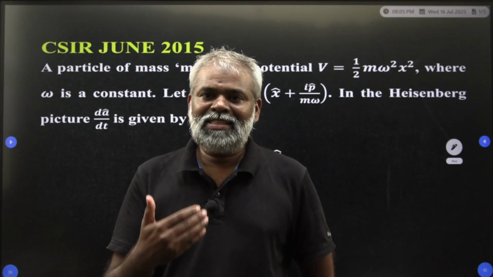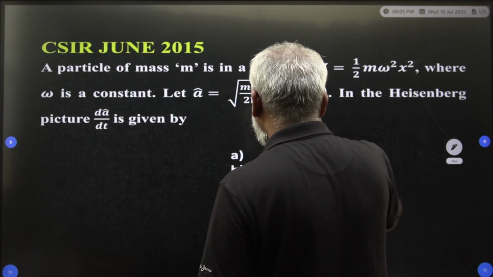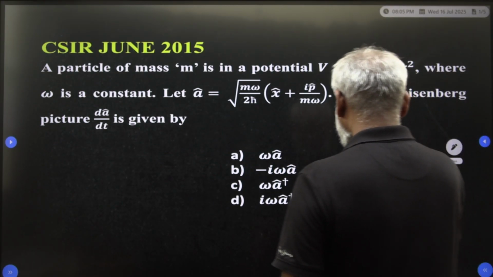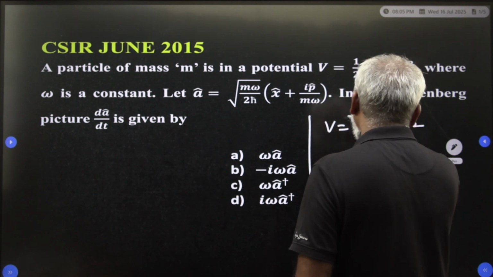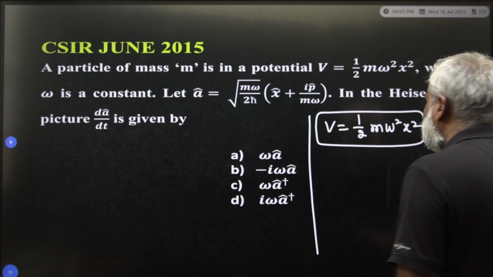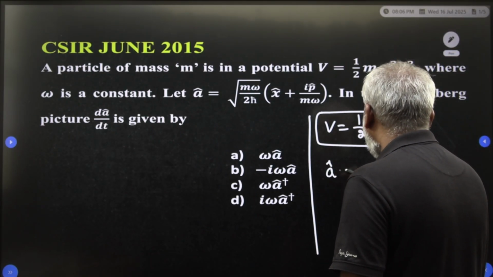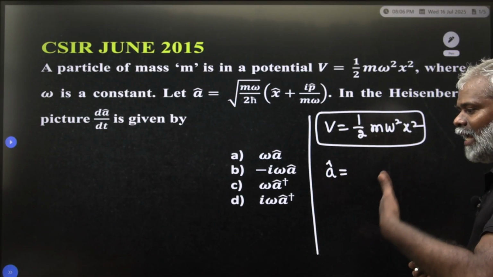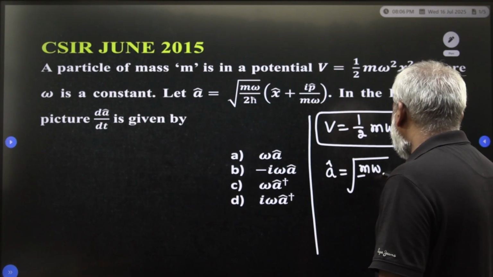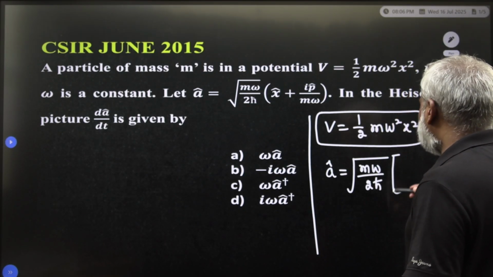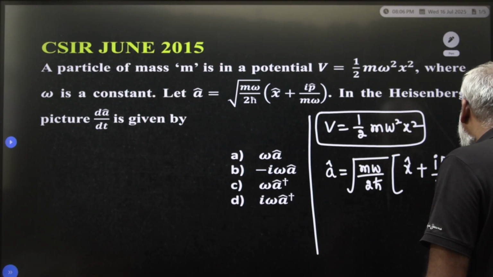Now you have to see here, in the CSIR examination June 2015 there was a question. A particle of mass m is in a potential V is equal to 1 by 2 m omega square x square, where omega is a constant. They are giving one operator, the lowering operator, which we also call the annihilation operator or destruction operator. The lowering operator is a is equal to square root of m omega divided by 2 h cut into x cap plus ip divided by m omega.